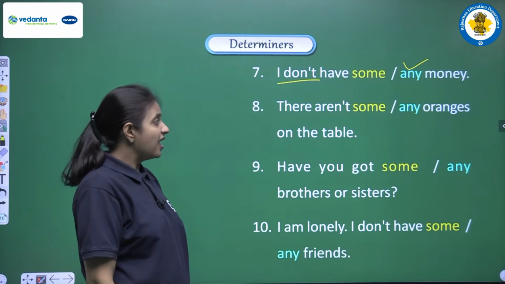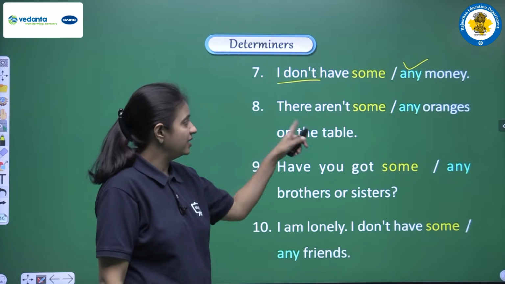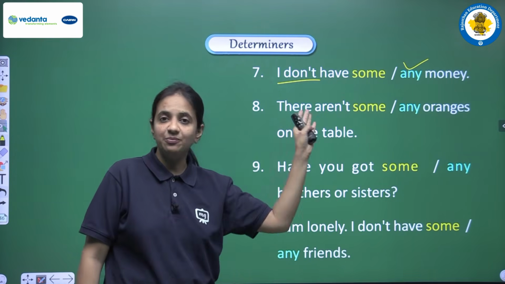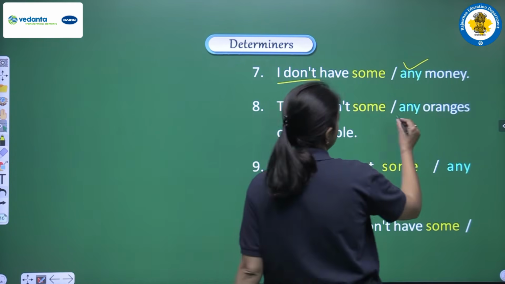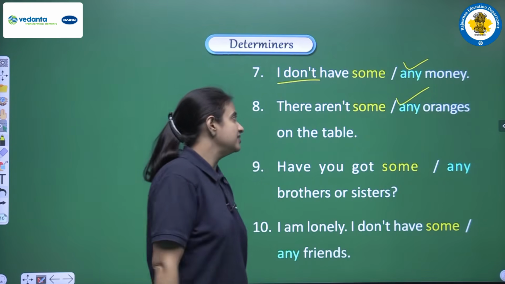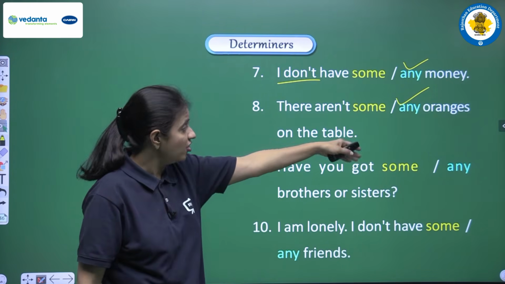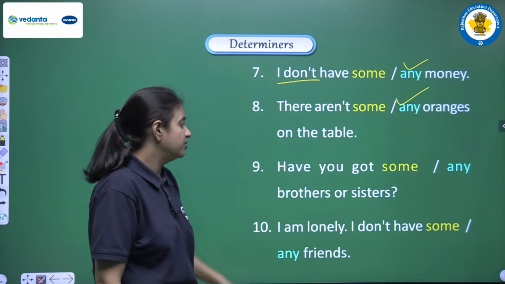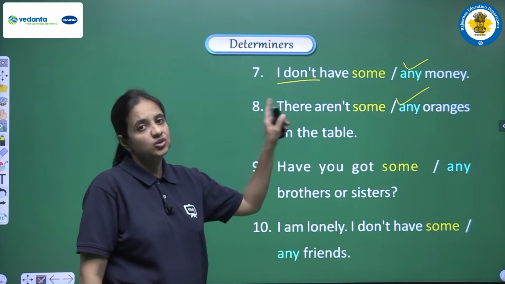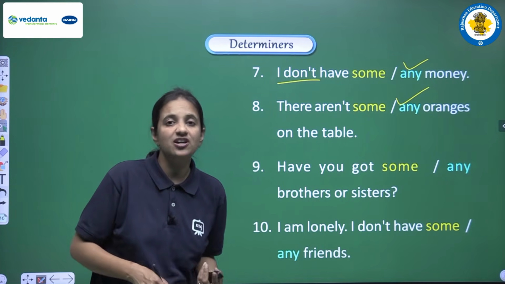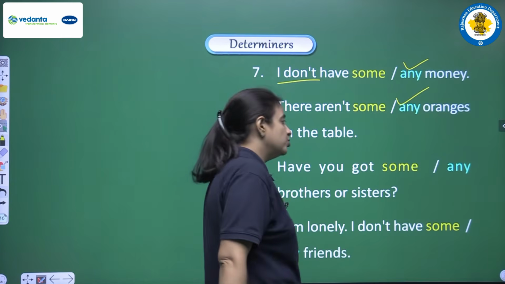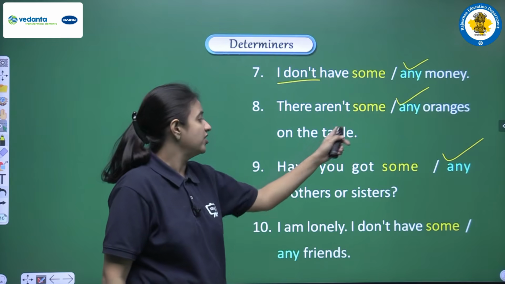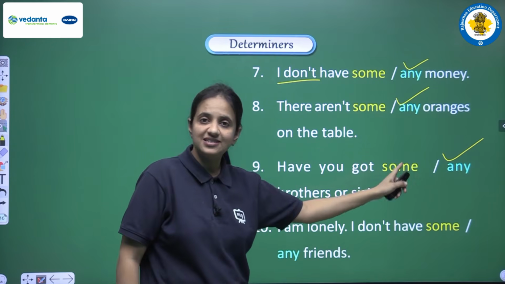Next is there aren't oranges on the table. Again a very simple negative sentence, aren't, that is are plus not, so because of this reason we will choose any here, and the sentence will be there aren't any oranges on the table. Next is have you got brothers or sisters. So here we are having an interrogative structure, we are asking a question, so this is the reason we will choose any here, and the sentence will be have you got any brothers or sisters.